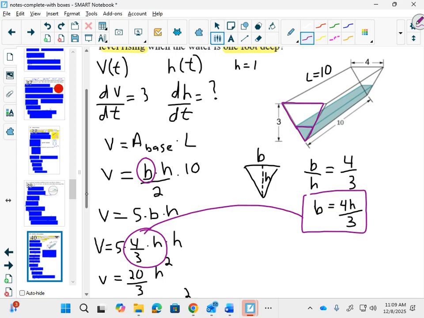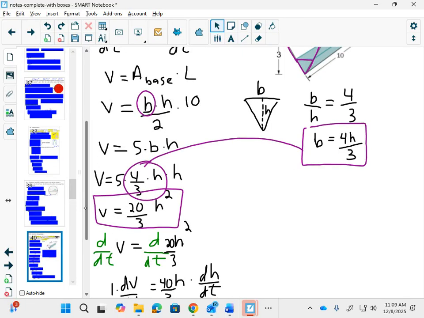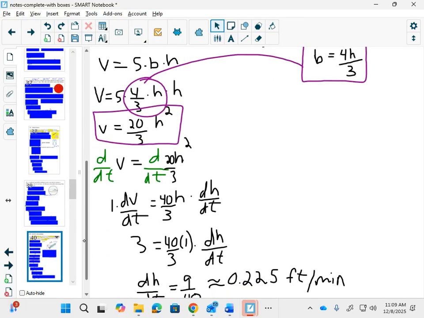So I took the 10 divided by 2, I got the 5. 5 times base times height, and now I substituted my base for 4/3 h, and I have created an equation for volume that's just in terms of height. I can now do implicit differentiation on both sides with respect to time. The derivative of volume is 1 dV/dt. The derivative of 20h squared over 3 will be, bring the 2 out in front, 40h over 3, and then times dH/dt.